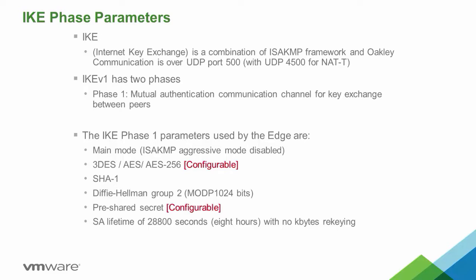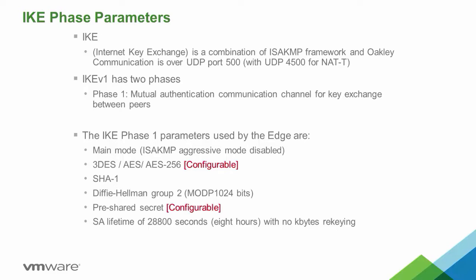Now, IKE uses UDP 500 or UDP 4500 when communicating between the peers. UDP 4500 is when it needs to traverse a NAT, and that's something that we'll deal with later on. Now, IKE version 1, which is the version of IKE that we use in vShield Edge, has 2 phases.